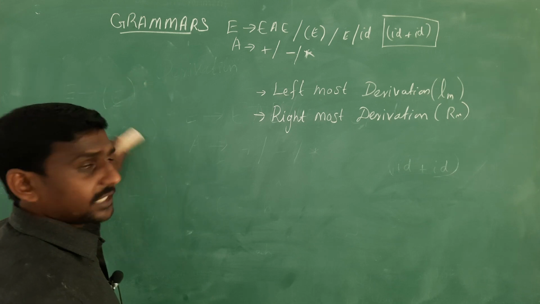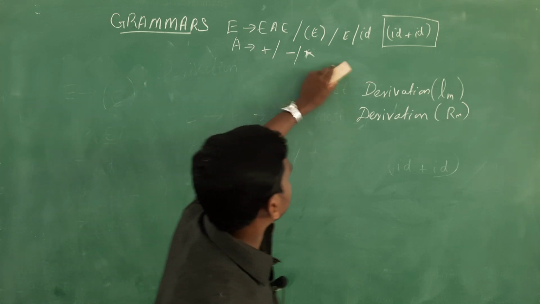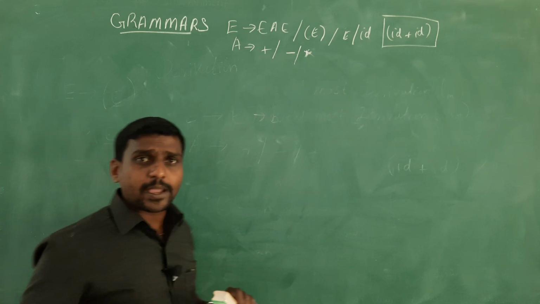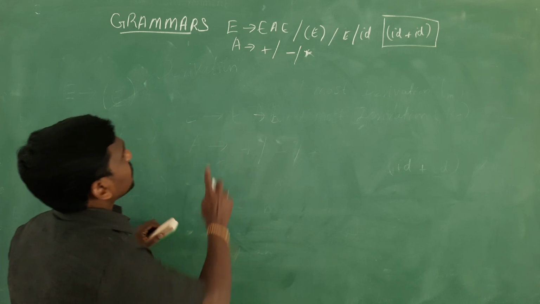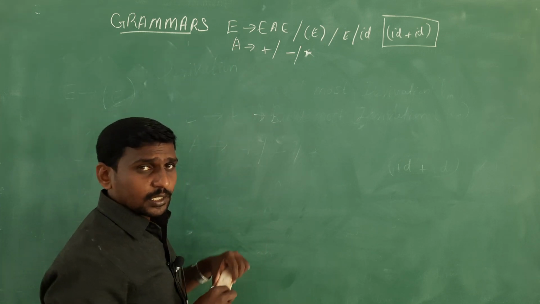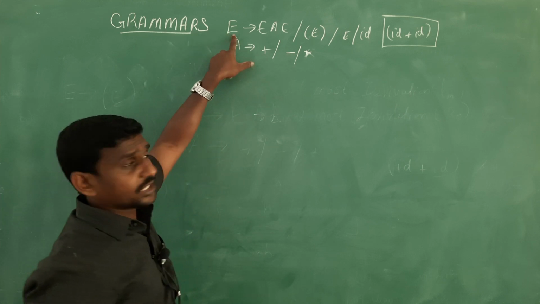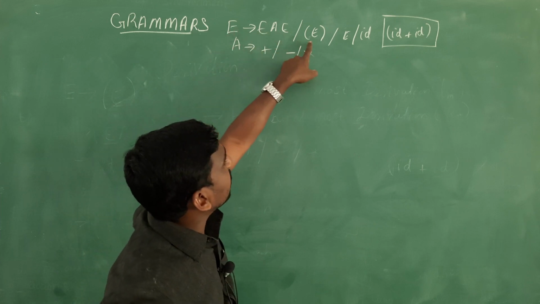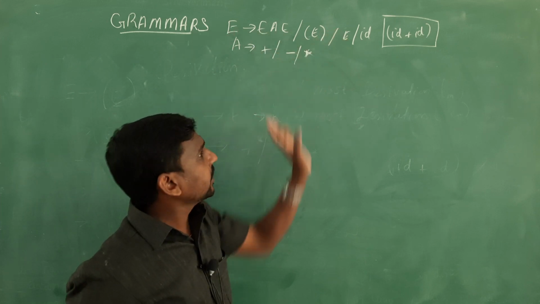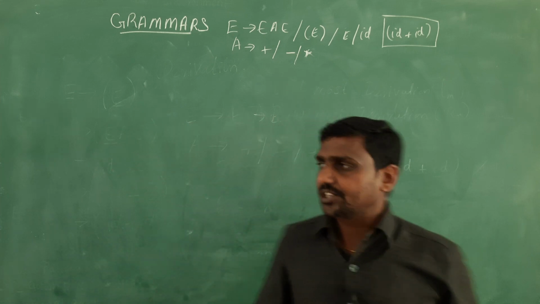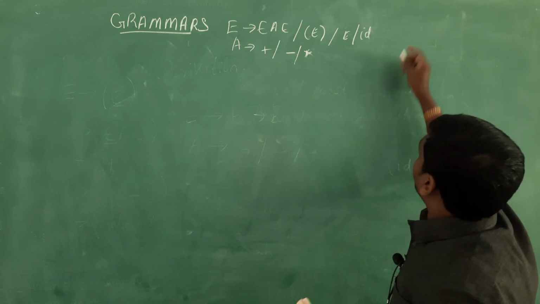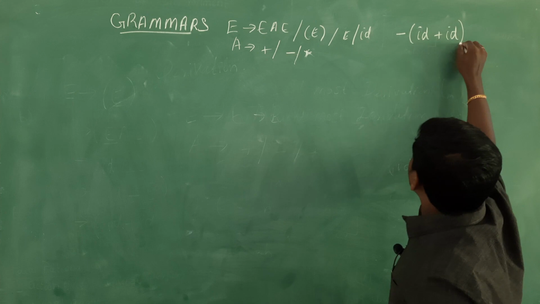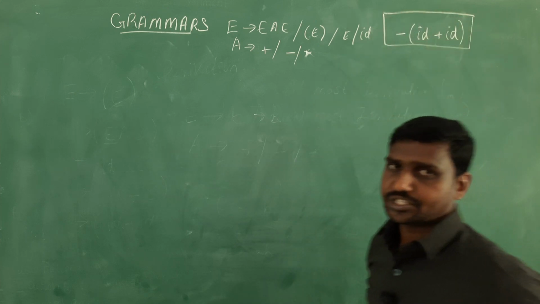In leftmost derivation, we first expand the start symbol production. A is not a start symbol production. E is the start symbol production, because the grammar starts with E. So E tends to EAE, open brace E close brace, ID. We will change the string. What we want to obtain is minus, open brace ID plus ID close brace. If we want to obtain this string, we do the derivation.